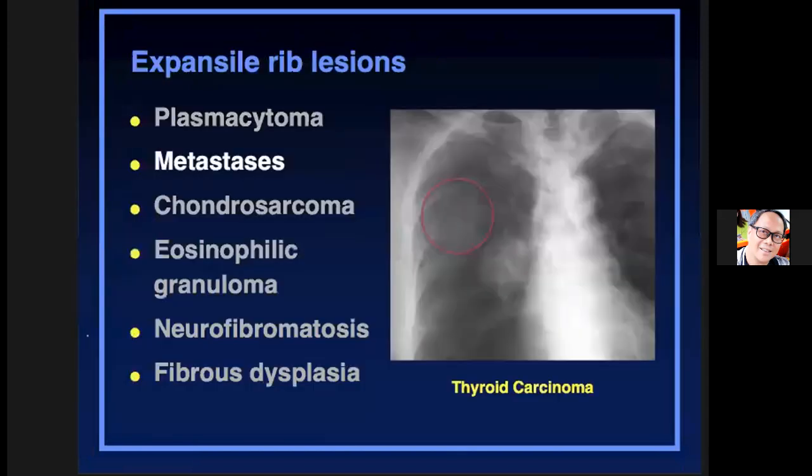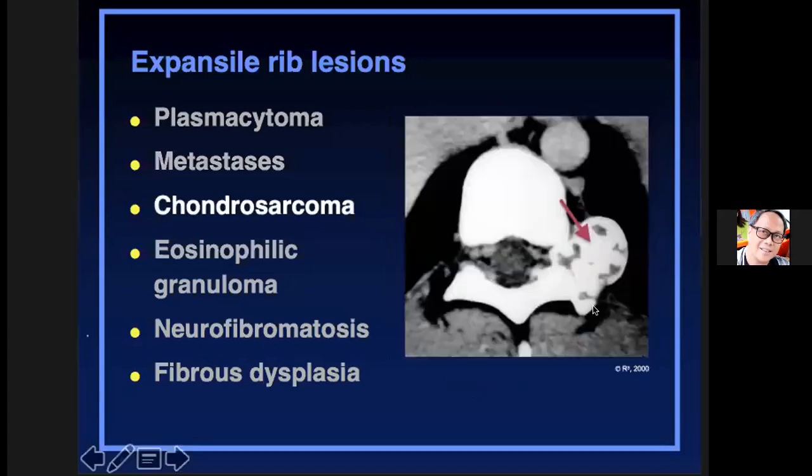I think you've seen this already. Some more subtle areas of rib destruction. For example, look at this area here within the red circle. There is obvious rib destruction there. So what is this? Is this anterior rib or posterior rib? Posterior rib. Yes, posterior rib. Very good. So again, chondrosarcoma.